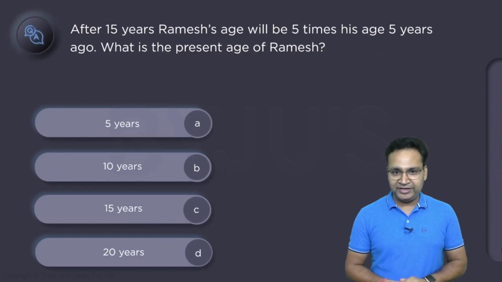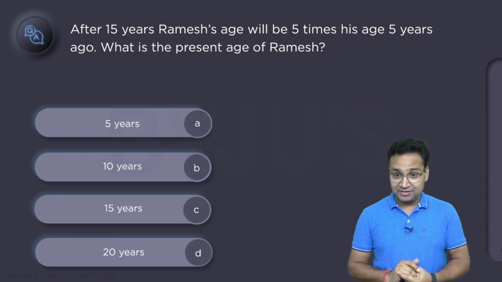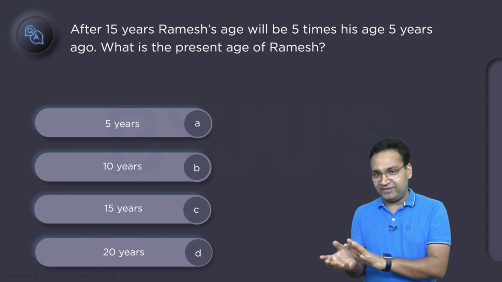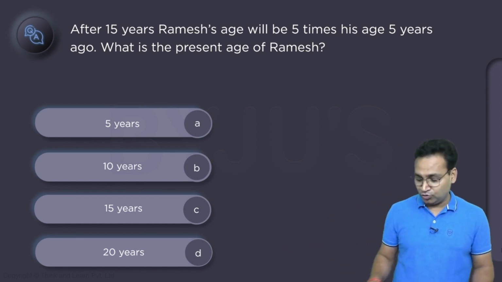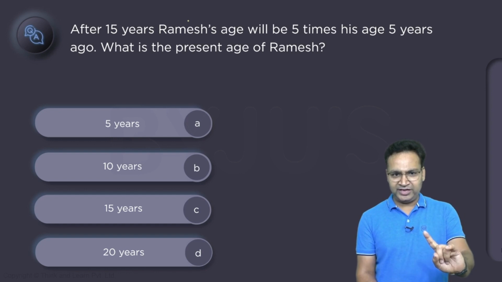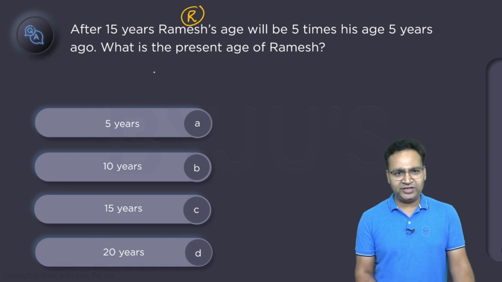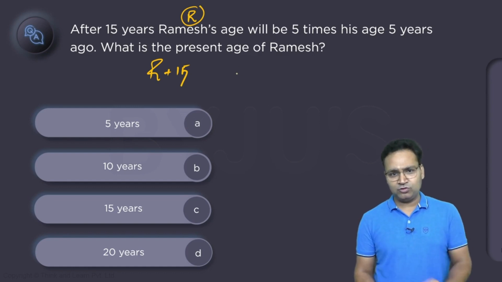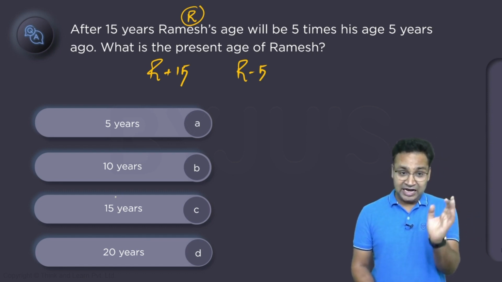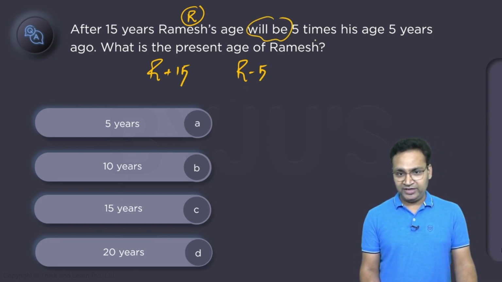After 15 years, Ramesh will be 5 times his age 5 years ago. So I have told you, take a meaningful variable, right? So I am assuming the present age of Ramesh is R. After 15 years, the age of Ramesh will be R plus 15. 5 years ago, the age of Ramesh will be R minus 5. What this statement says: after 15 years, the age will be 5 times. So this is 5 times.